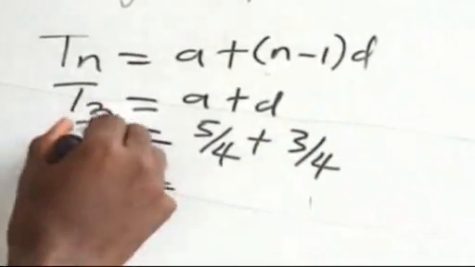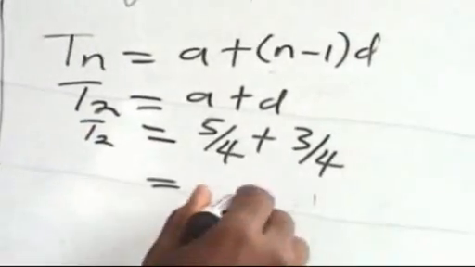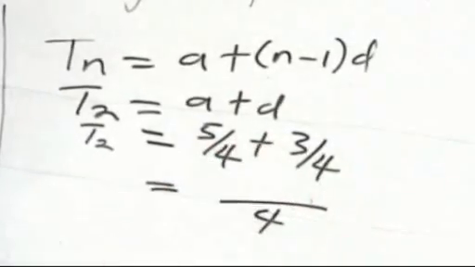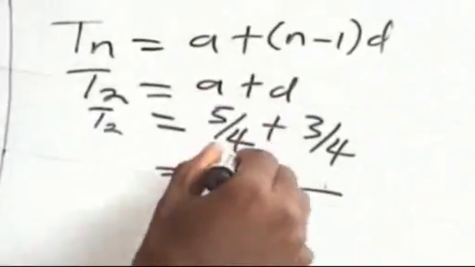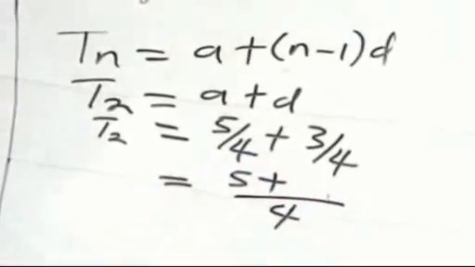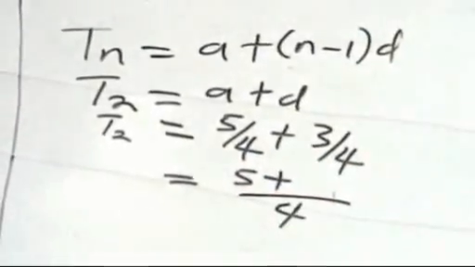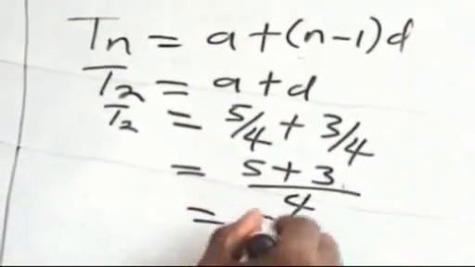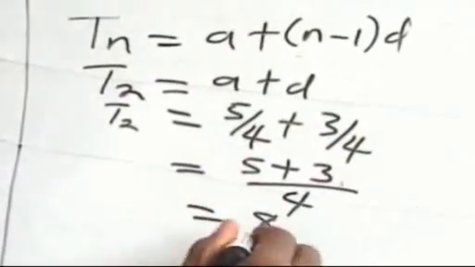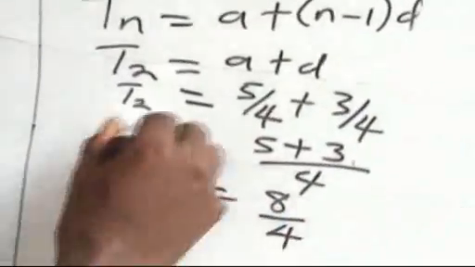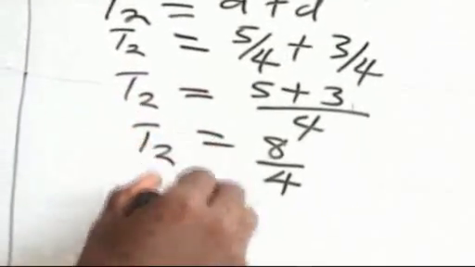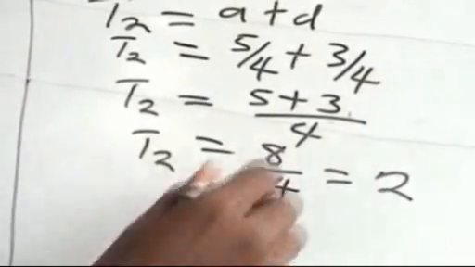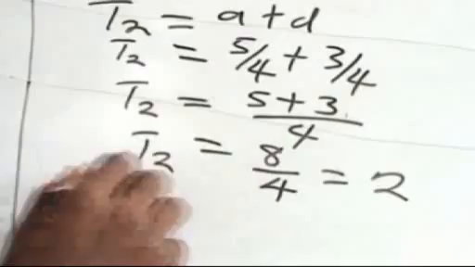And this will be, the LCM here is 4. 4 divided by 4 will have 1, 1 times 5 will have 5, plus 4 divided by 4 will have 1, 1 times 3 will have 3. This is equal to 5 plus 3 is 8 divided by 4, which is equal to 2. That is the value of the second pole.